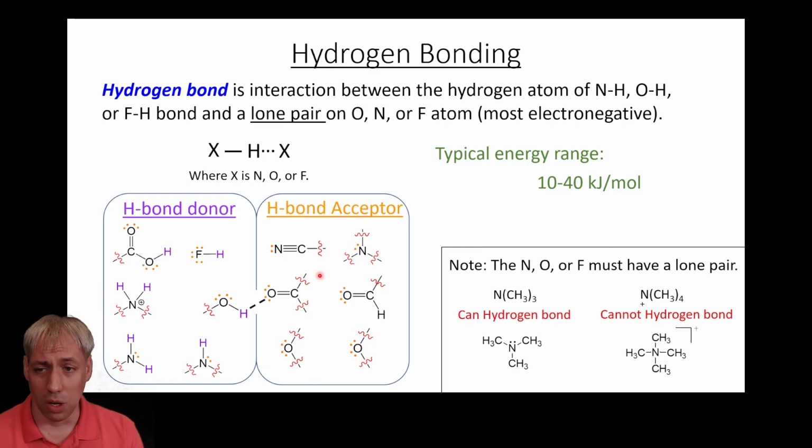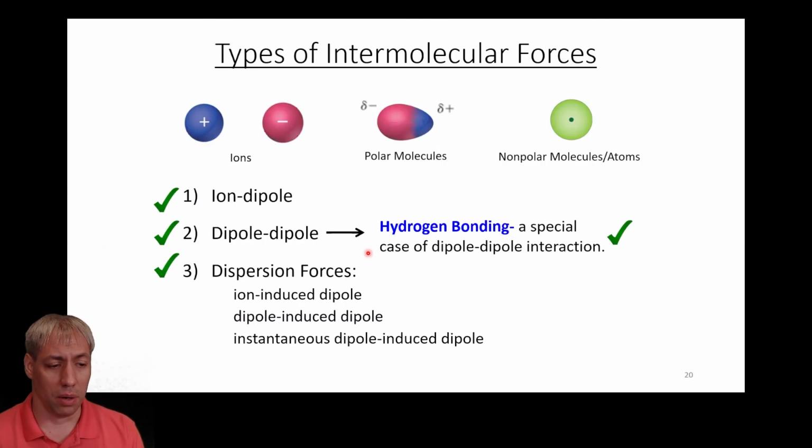And so, yeah, you need the lone pair. You need an H attached to an N, O, or an F. And if you have those parameters, then you can generate a hydrogen bond, which is stronger than just dipole-dipole alone. So yeah, there's our list.